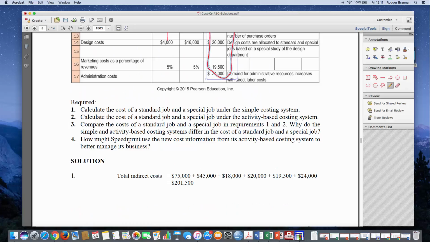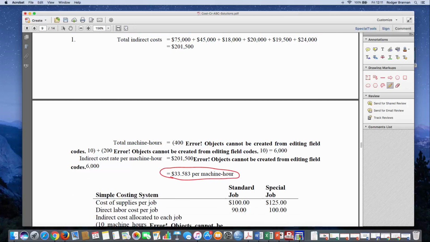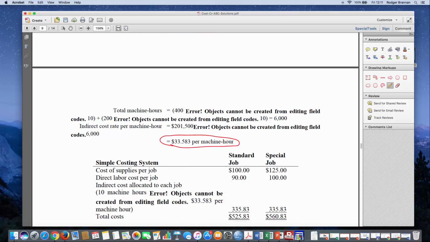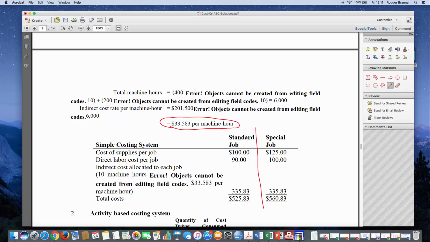So if I add up all of these costs in this column, these are going to equal 201,500. And if I divide that by my machine hours, which is what they're asking you to do here, you come up with this plant-wide rate, or predetermined overhead rate, of 33,583. So under that method, if I'm using the plant-wide rate, I have my two particular things that I'm doing, a standard job or a special job.